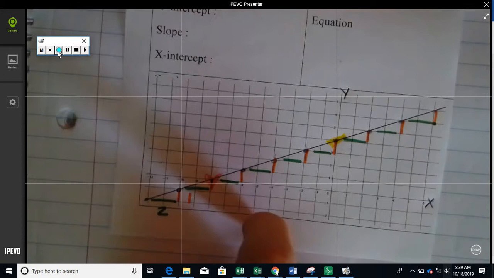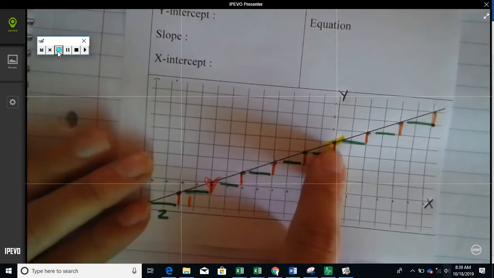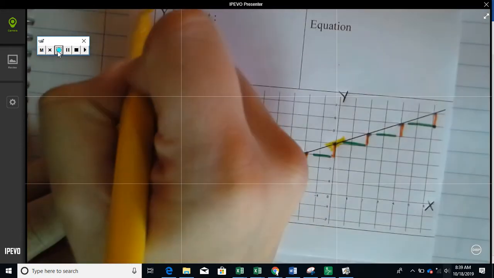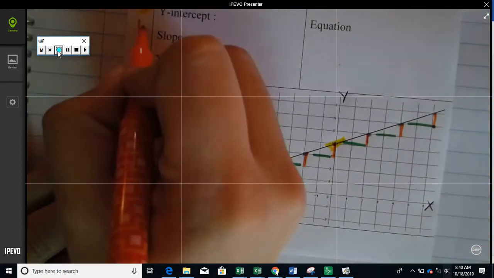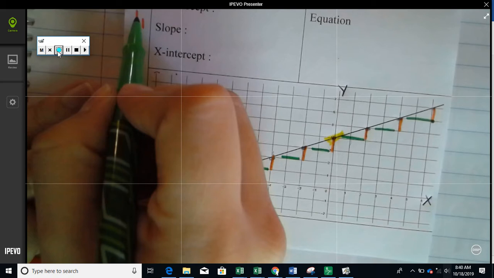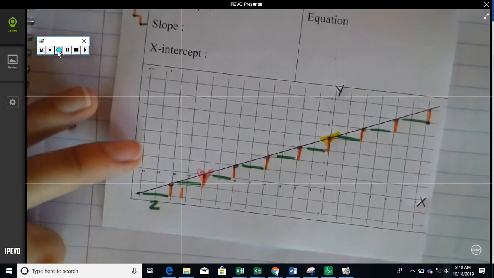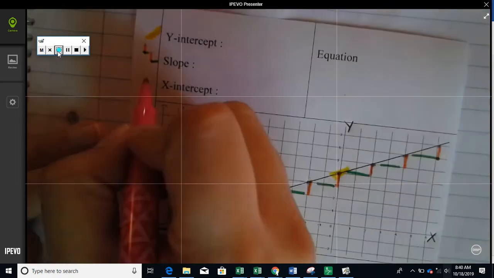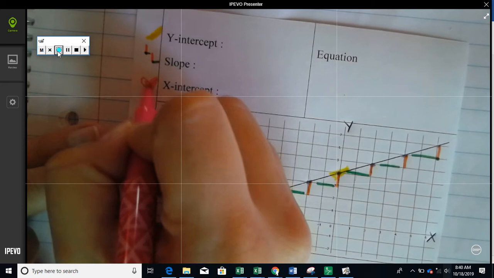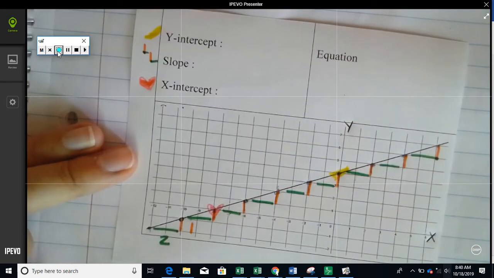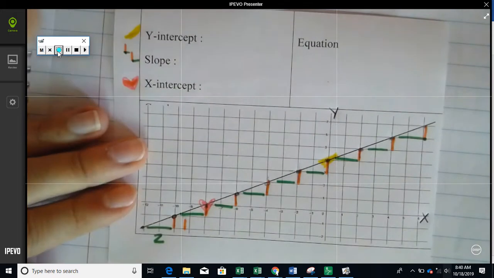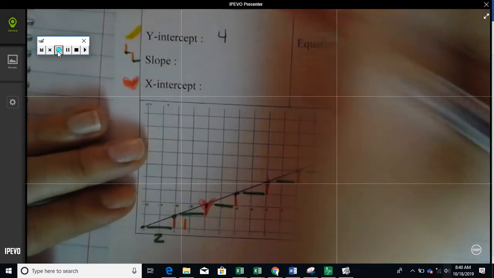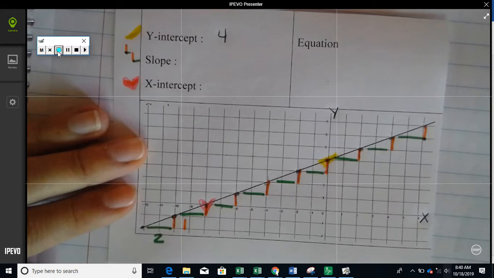Alright, so the Y-intercept, the banana, put a little banana in front. Slope, put a little stairs in front. And then for the X-intercept, that's the heart. So we're going to put the numbers. So for the banana it is 4. The slope is 1 over 3.